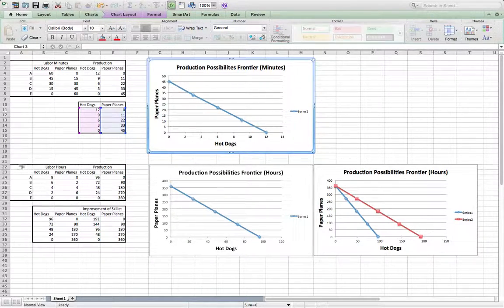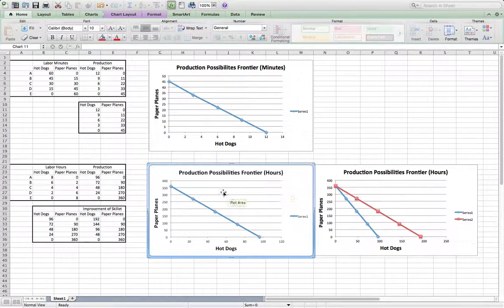Now the second set of tables down here correlate to these two graphs. And in this first graph, it's showing the production possibilities in an 8-hour workday. So now my time, my labor hours, which is my resource, is broken up from 8 hours, 6 hours, 4 hours, 2 hours, 0 hours, and the opposite for paper planes.